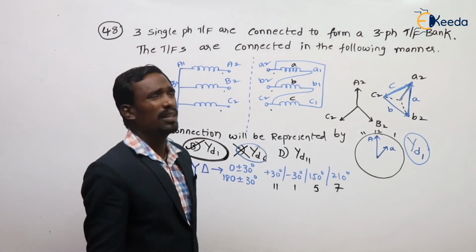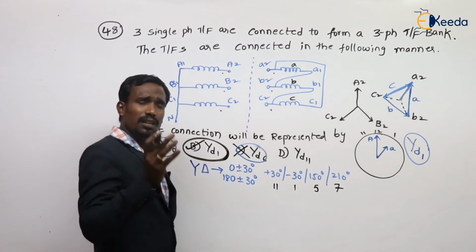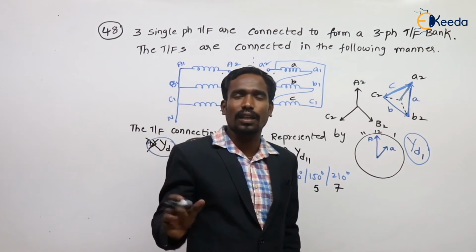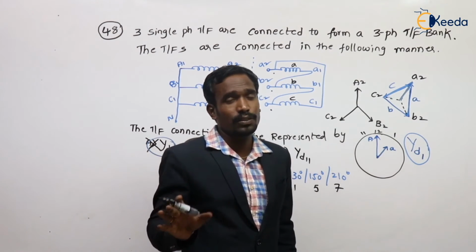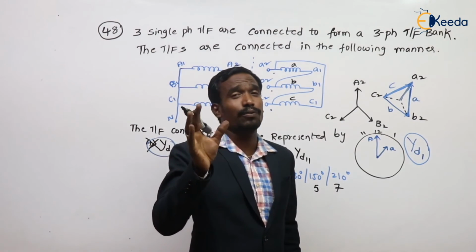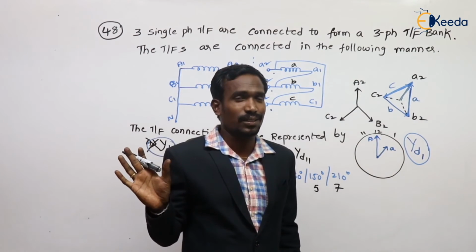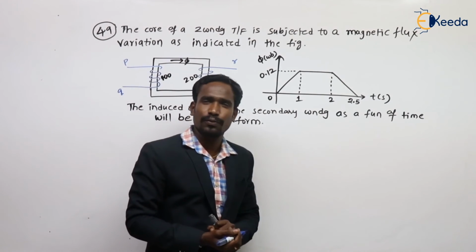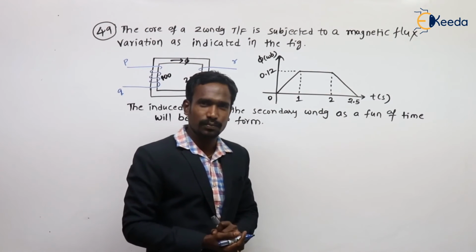This is very simple. We saw already star delta, delta delta, star star, delta star. All the configurations I have given you already. Just go through them and be careful. Don't make mistakes. Okay? Understood? Now the question on EMF basic principles.